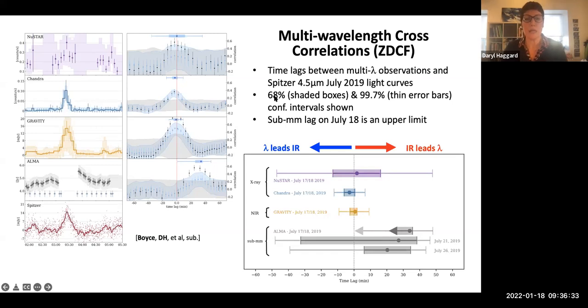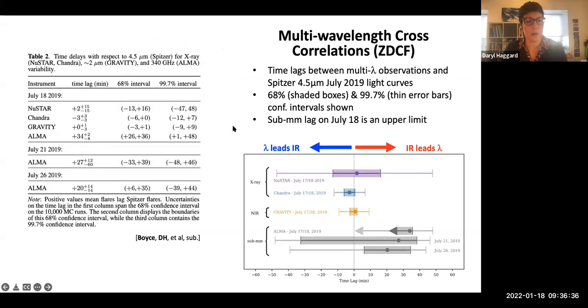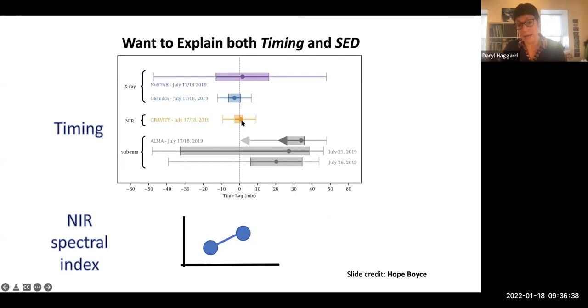So I'm going to dive in just a little bit more and talk about these data and how we can use them to try to understand what's happening with the timing and with the spectral energy distribution of the supermassive black hole. So the timing has to do with these flares and the leads and the lags, and when the radiation, when the energy is injected, and how that energy evolves over time. And the near-IR spectral index is one way of trying to understand what's happening with the spectral fitting.